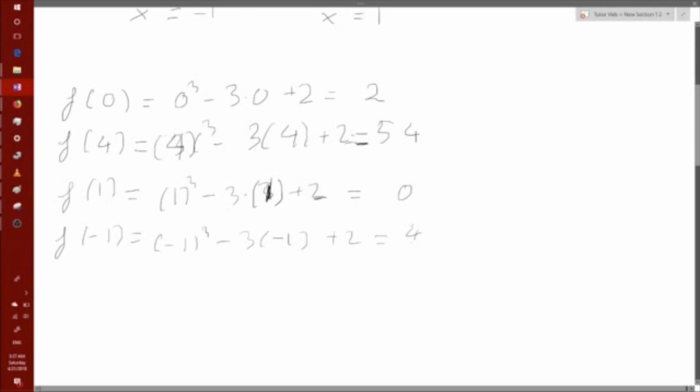Now what is the max value here? That would be 54. So this is the absolute maximum, and the minimum value is 0. The absolute minimum.